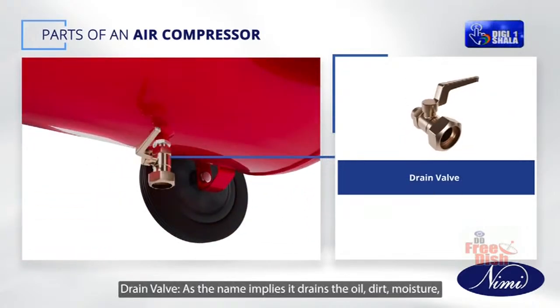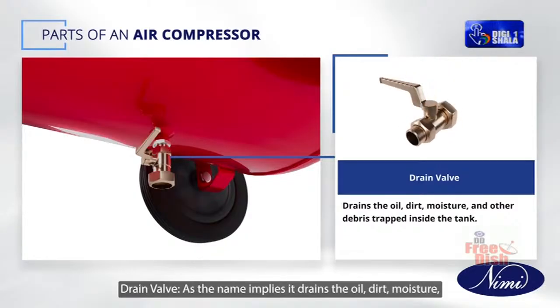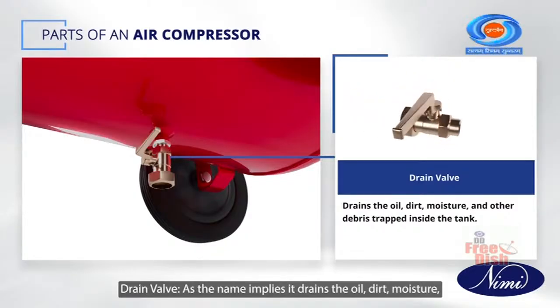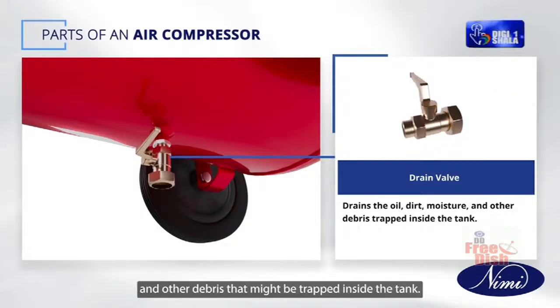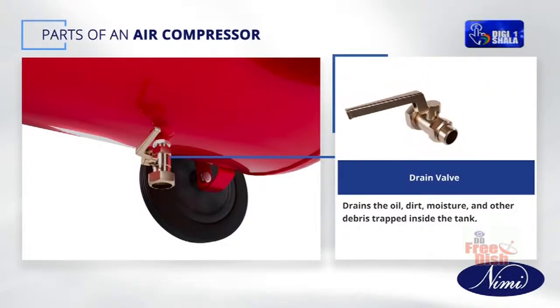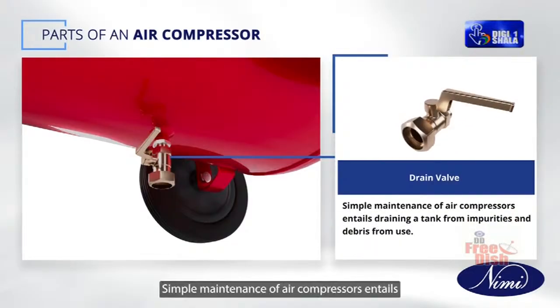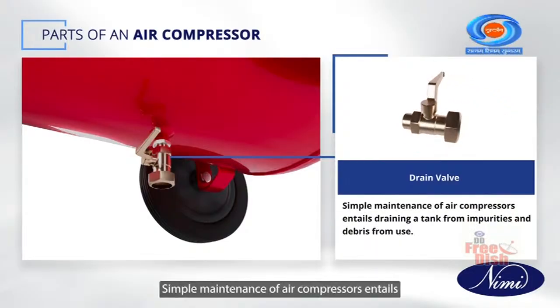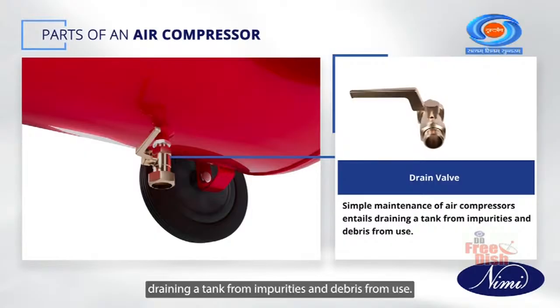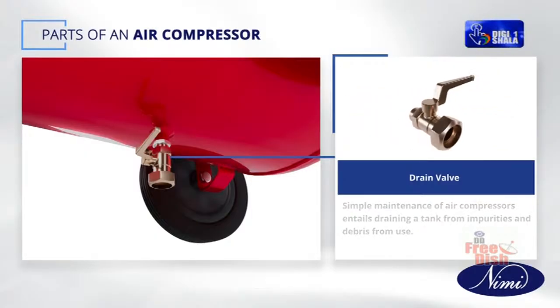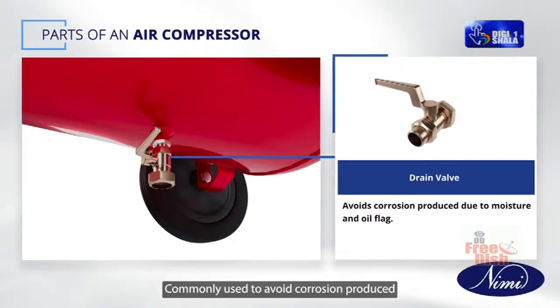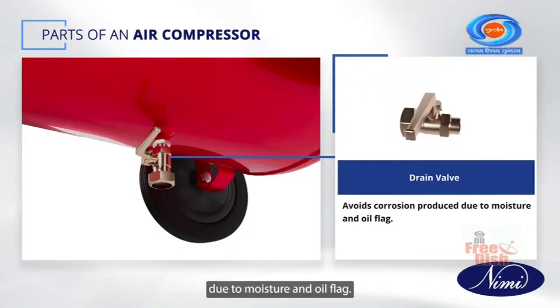Drain valve. As the name implies, it drains the oil, dirt, moisture and other debris that might be trapped inside the tank. Simple maintenance of air compressors entails draining the tank of impurities and debris from use. It is commonly used to avoid corrosion produced due to moisture and oil.